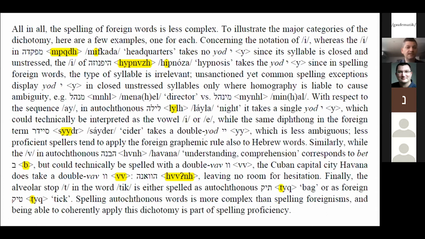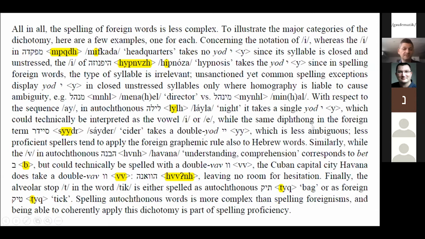So to illustrate this, if we take the Hebrew word mifkada, it has no yod for the sound E of mifkada, as opposed to hypnosa, which does take a yod because it's a foreign word. So it's more shallow, the European components. Another example, if we take the word laila, which means night, in Hebrew, it has a single yod, as opposed to cider, drink, where you have a double yod.